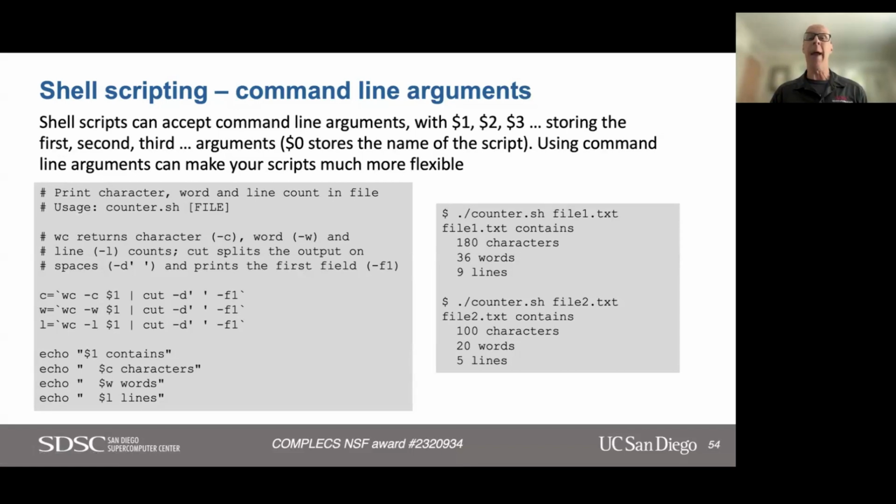Shell scripts can accept command line arguments where $1, $2, $3, and so on store the first, second, and third arguments. $0 stores the name of the script. If you've done any programming in C or C++, this is the same convention that those languages use. Using command line arguments can make your scripts much more flexible since you don't need to hard code content. And again, not going through the details here, but if you look on the right-hand side, you'll see that we were able to pass the arguments file1 or file2 to our script.